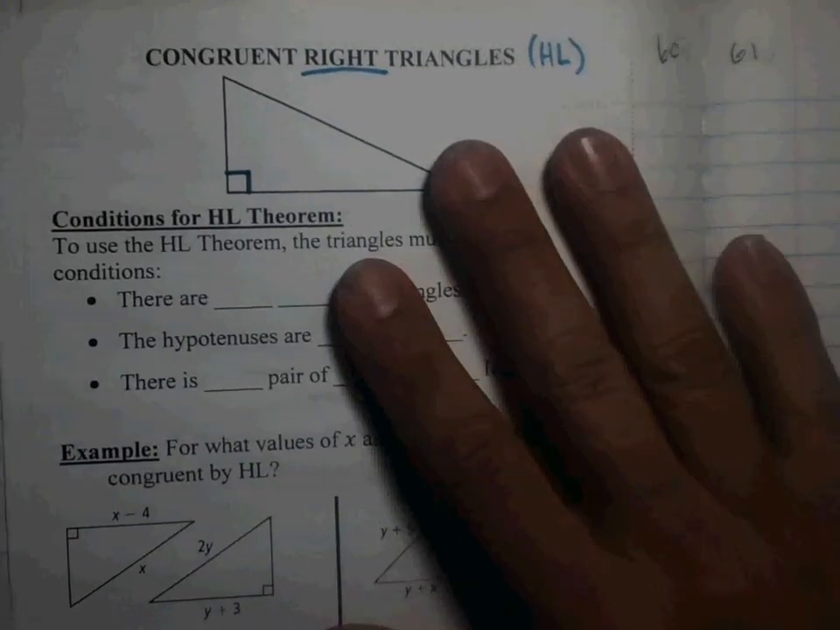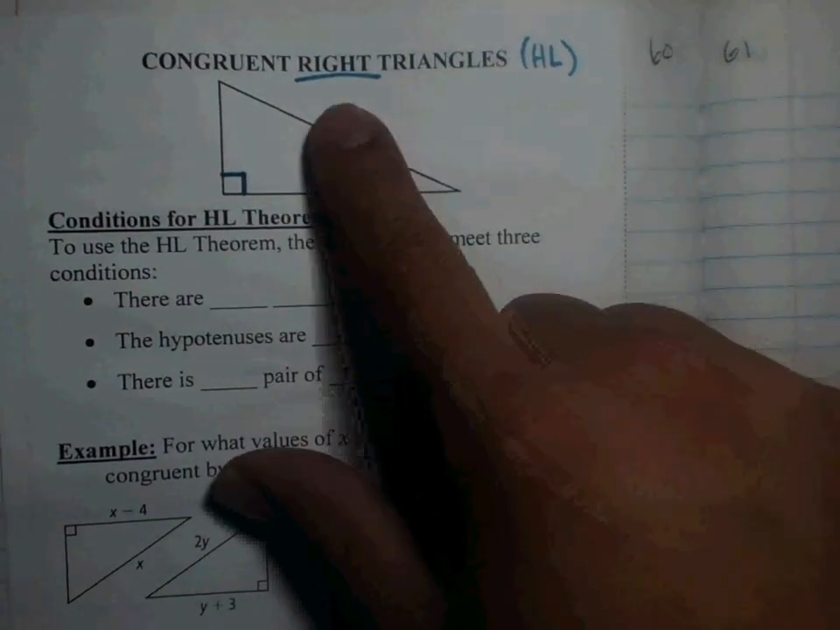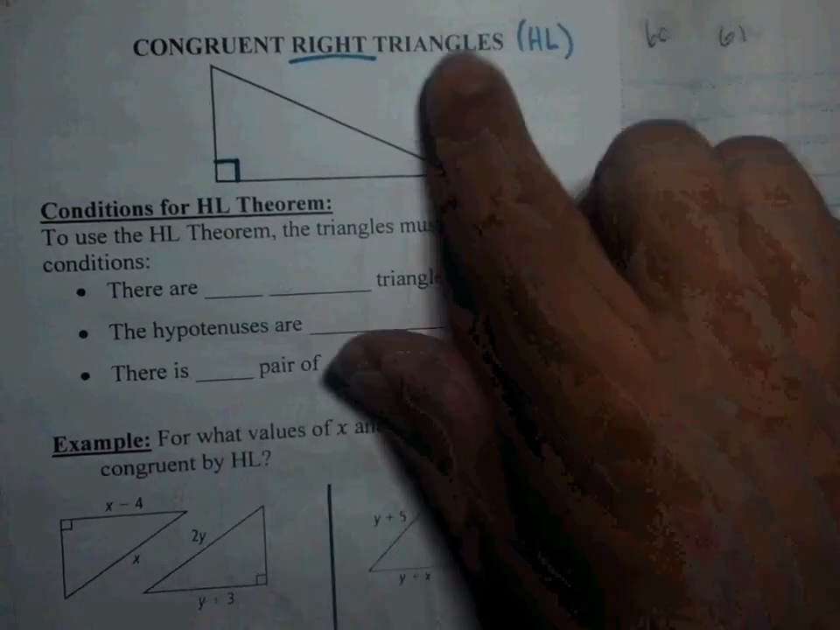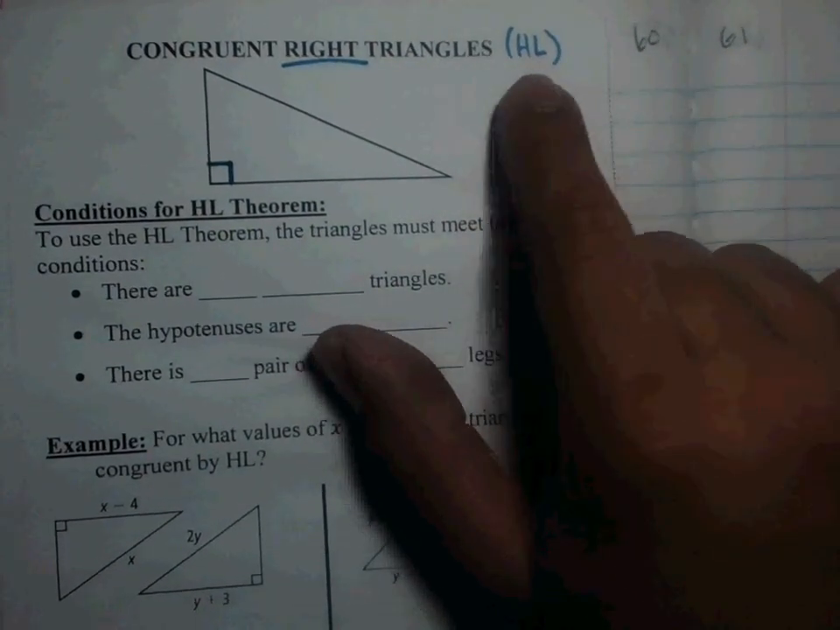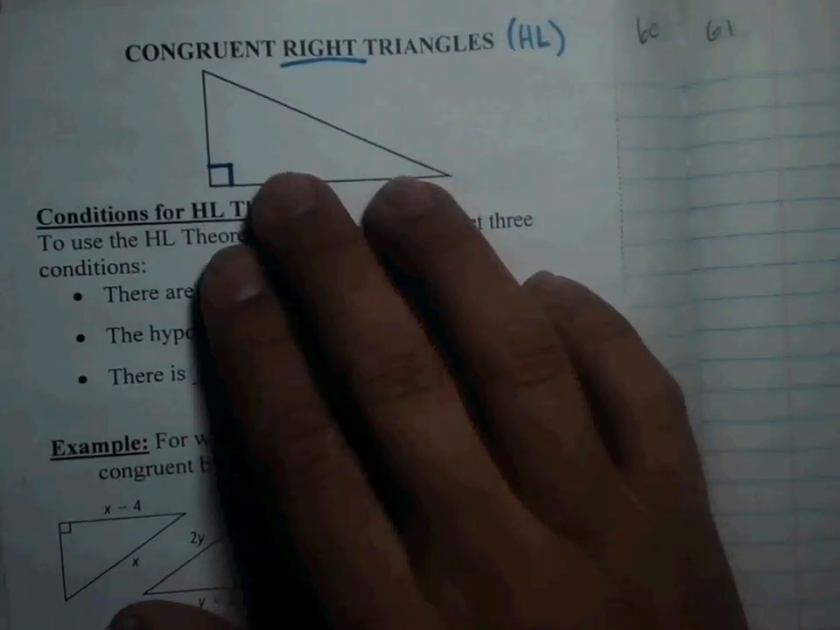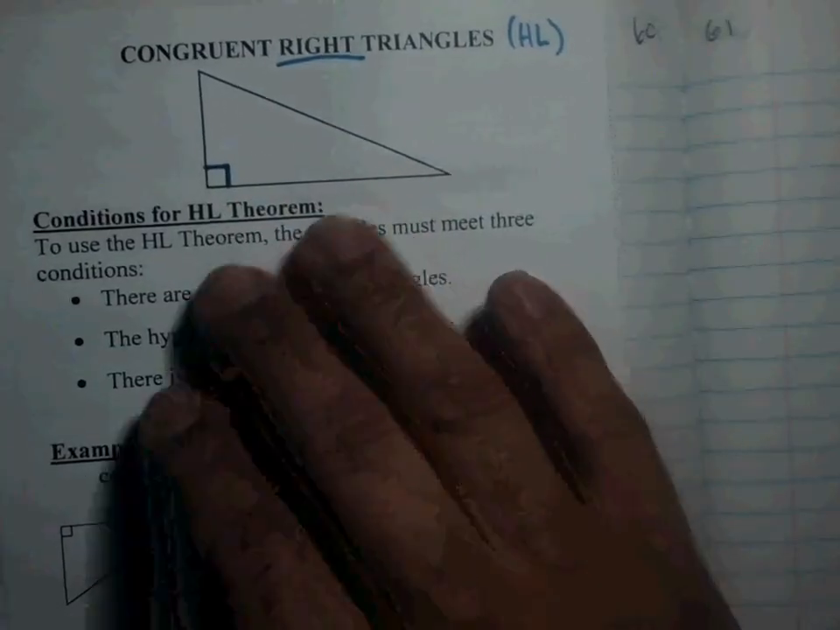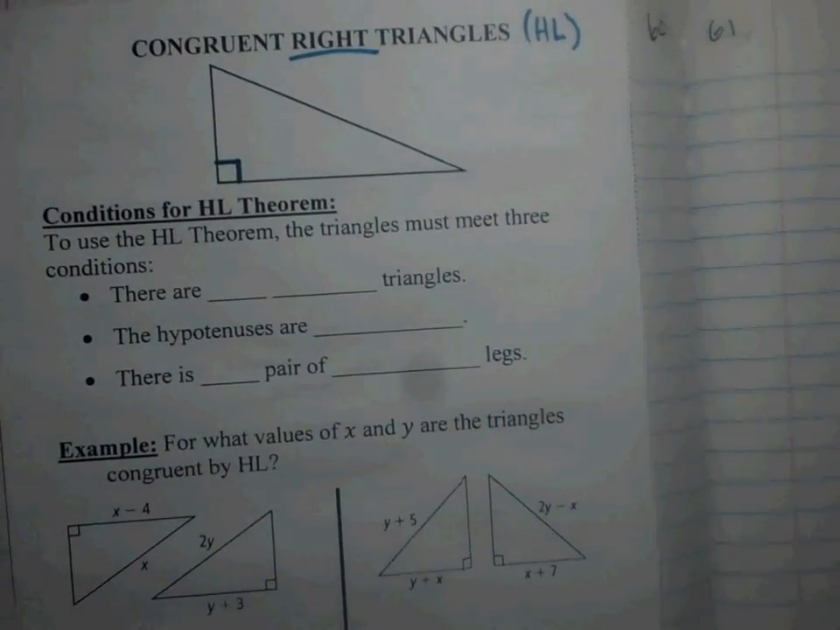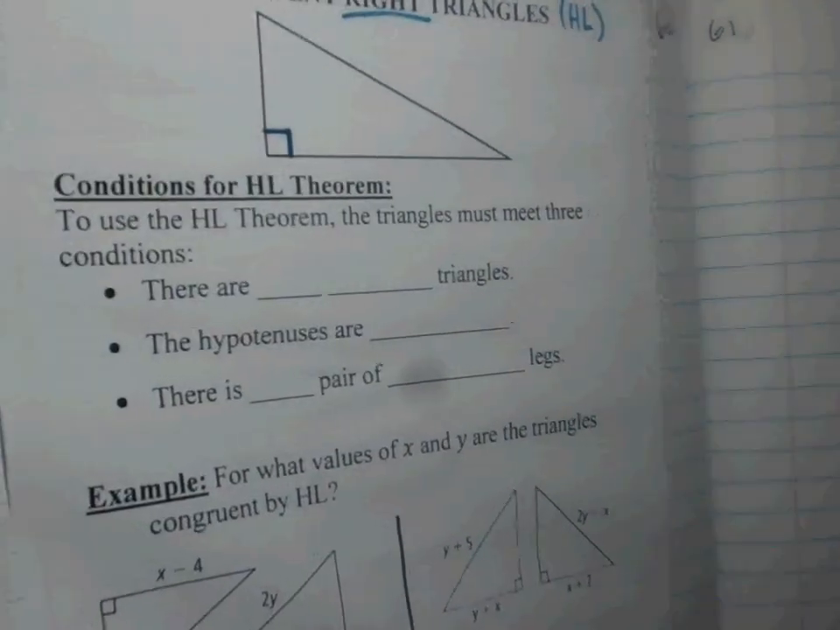So for our final lesson for this unit, we're going to go over the congruent right triangles page, which happens to be our HL, which is hypotenuse leg. We'll get to that. Technically, the way this works out as we're going along, we are going to see that it's actually one of the bad triangle congruencies we talked about before, right?